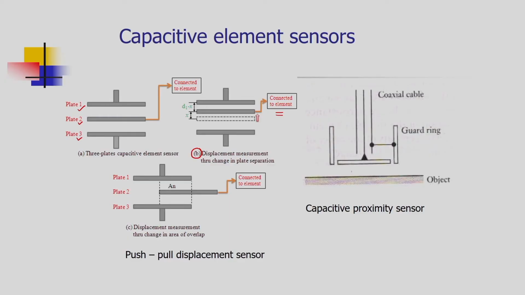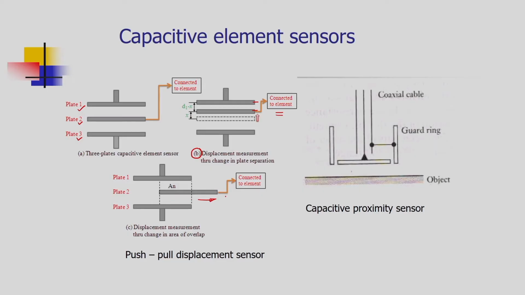As the principle of the capacitive element sensor suggests, when the separation distance is decreasing, there is an increase in the capacitance between plate 1 and plate 2, and a decrease in capacitance between plate 2 and plate 3. Or somebody may use the movement of plate 2 in a lateral way.